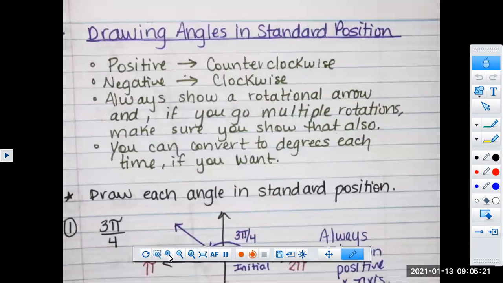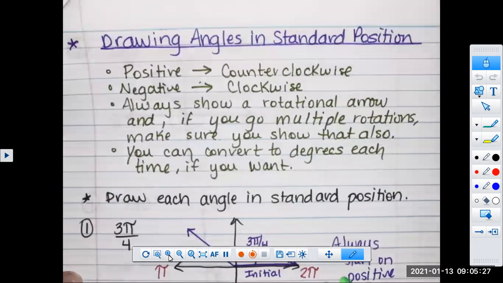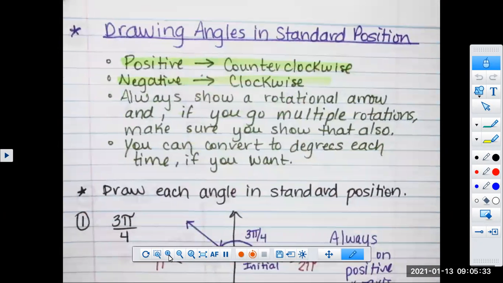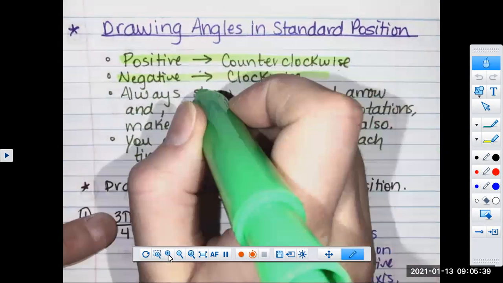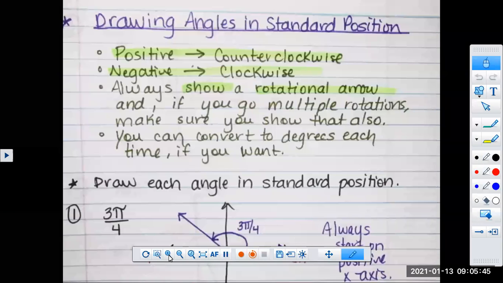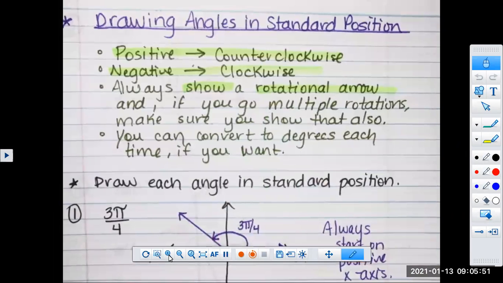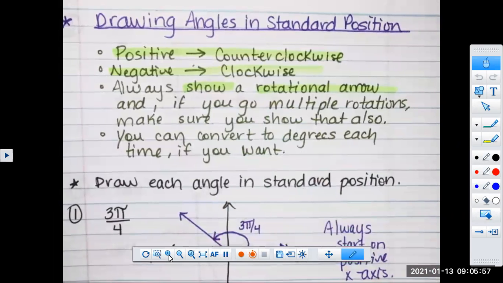Drawing angles in standard position. We've already talked about that a positive angle will go counterclockwise, negative angle goes clockwise. You need to show which way it rotates, so show a rotational arrow. And if you go multiple rotations, make sure you show that too. You can convert these to degrees every time if that helps you, because I know that's what you're more comfortable with than radians.